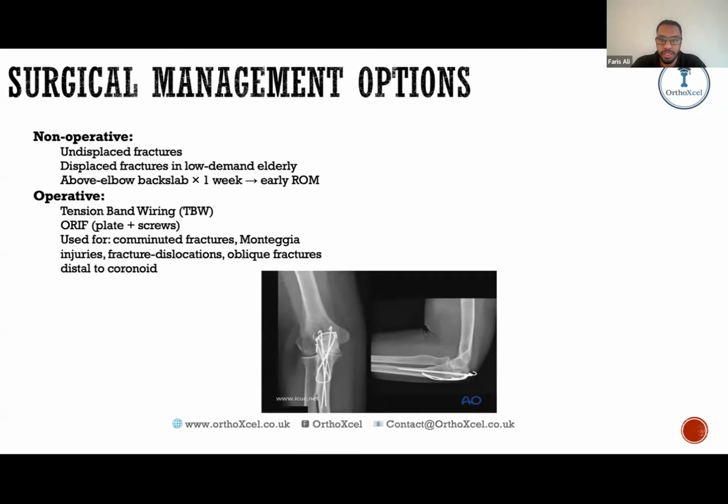And then here you can see some tension band wiring for olecranon fixation. And these are being back slabbed for the elderly population or undisplaced olecranon fractures. And it is also very important to know if the extensor mechanism is intact.